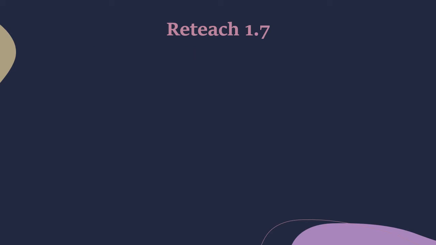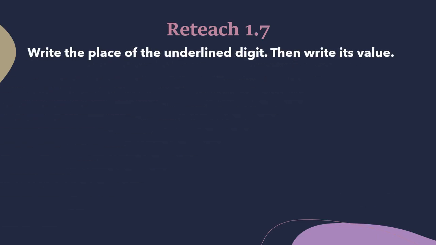Now we're going to look at the last 4 problems of Reteach 1.7. This time the directions change. We're going to write the place of the underlined digit and then write its value. So it's important to see that there are 2 separate directions here. So here is number 4.